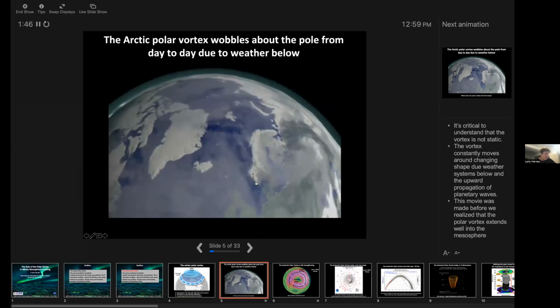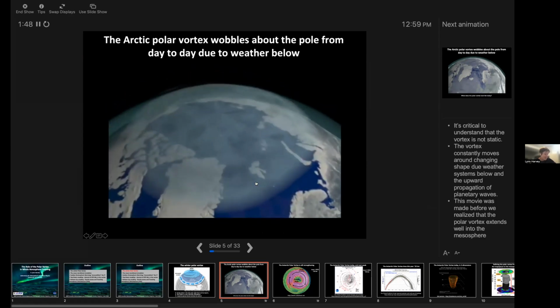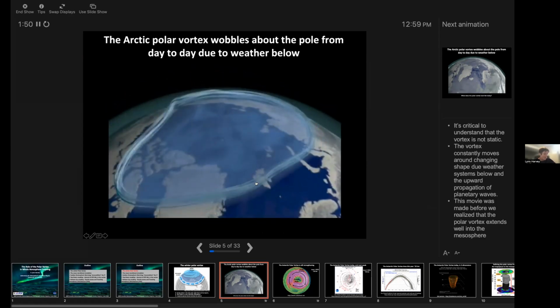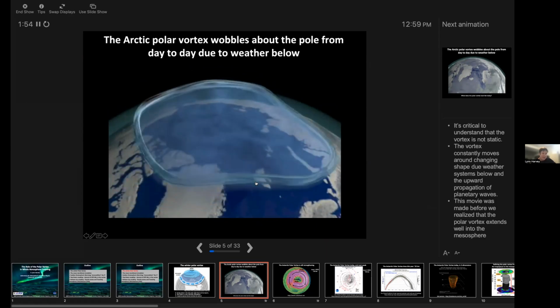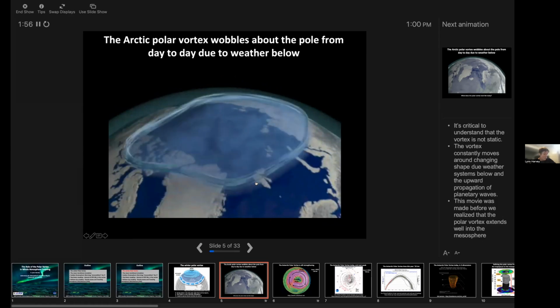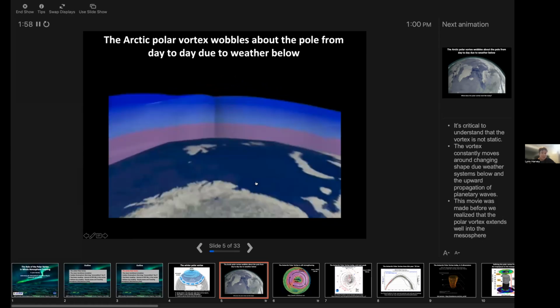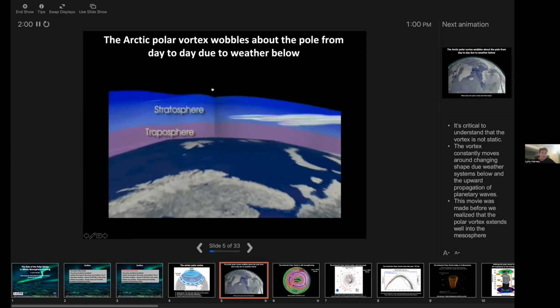But it's critical to understand that the vortex is not static. It's constantly moving around, changing shape due to weather systems below and the upward propagation of waves. And this movie was made before we realized that the polar vortex extends well into the mesosphere. So there's a layer above here where the vortex plays a critical role.